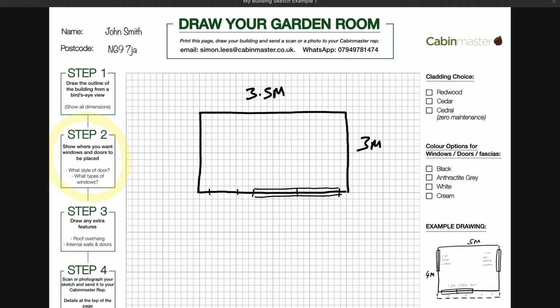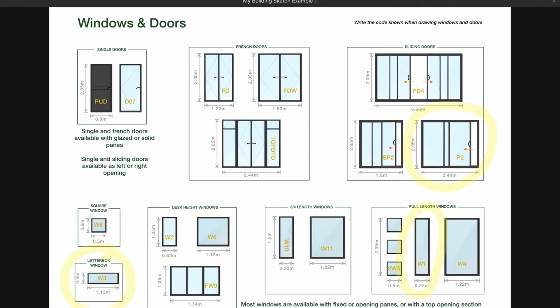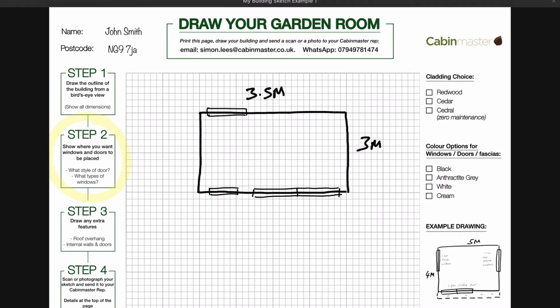I want my window here, my long picture window, and I want the letterbox window to be at the back. Now, when you're drawing these things, if you refer to the codes that are written in yellow, then we will know which door you're talking about. So I'm going to write P2, W1 and W3. And I'm also going to put on here that I want W1 to be a fixed window and W3 to be an opening window.